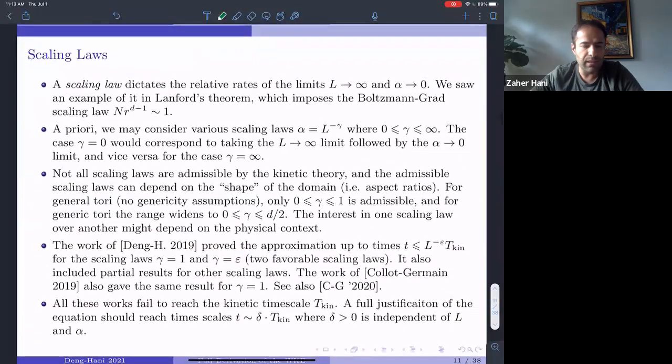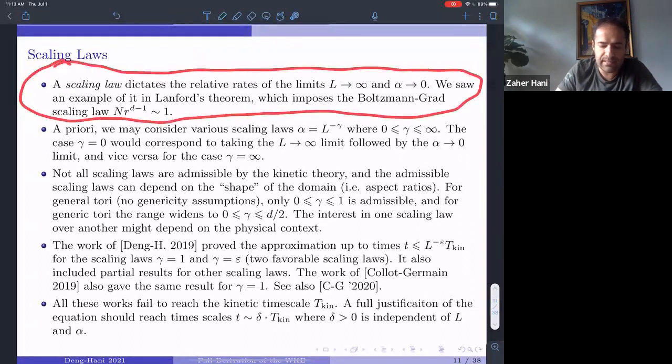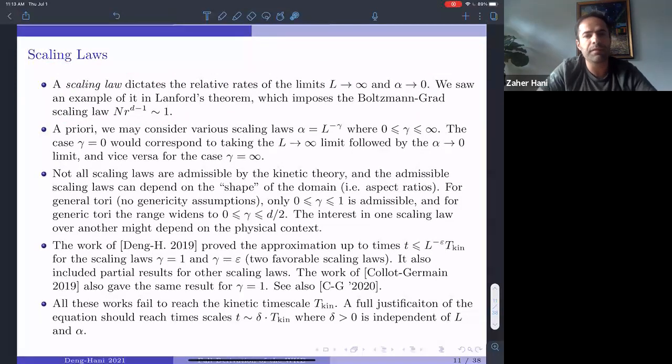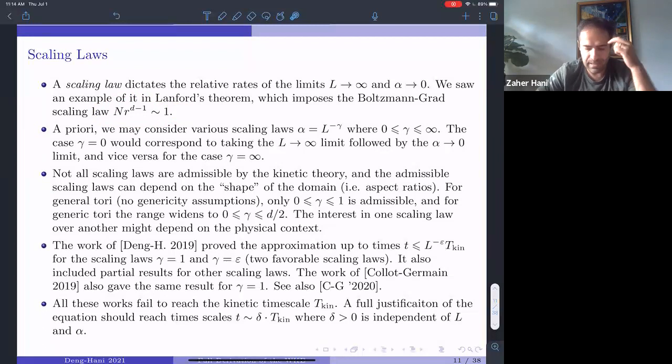One important thing that we discussed last time as well is this notion of scaling law, which tells us in what sense the two limits involved in this kinetic derivation are taken. So how do you take the limit L goes to infinity and alpha goes to 0? This was already known to be important in the Boltzmann theory, because the Boltzmann theory is only derived in the scaling law when the number of particles goes to infinity and the radius goes to 0 according to the so-called Boltzmann-Grad scaling.